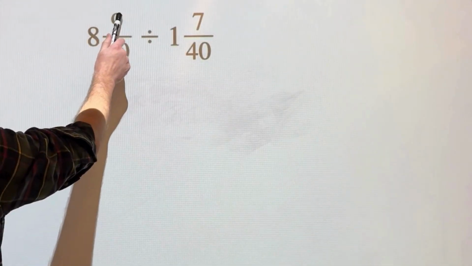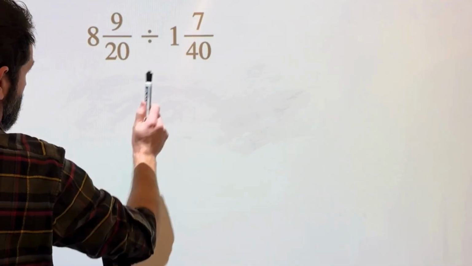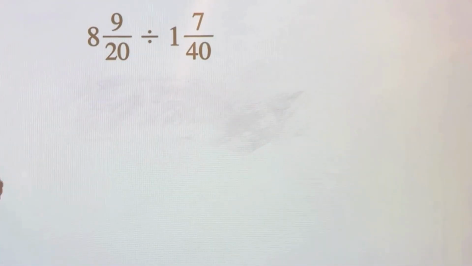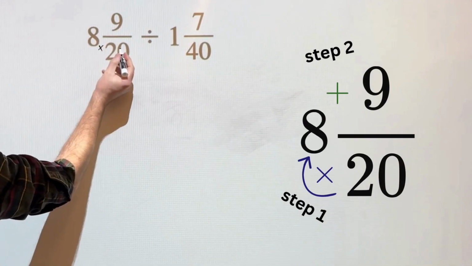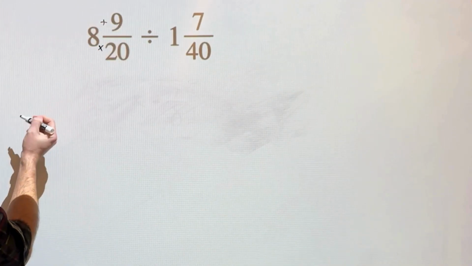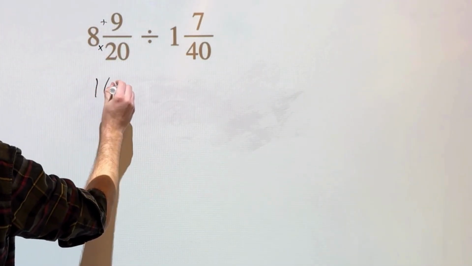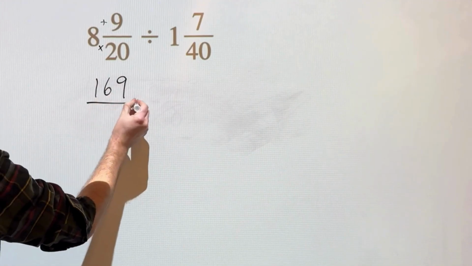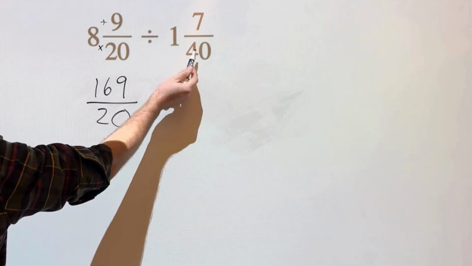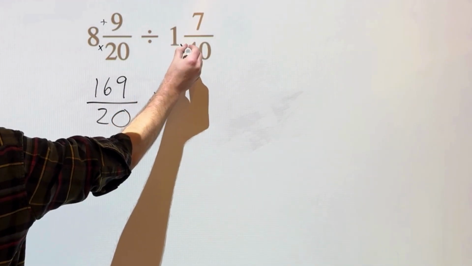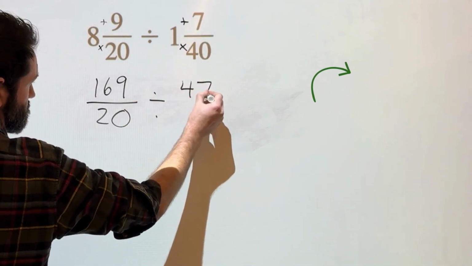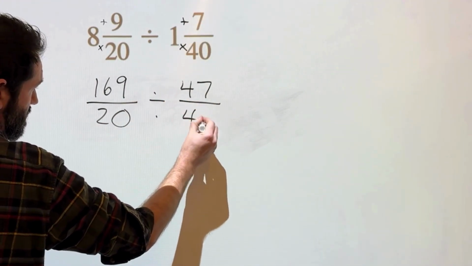Okay, we have 8 and 9/20 divided by 1 and 7/40. So the first thing you want to do is change these mixed numbers into improper fractions. So 20 times 8 is 160, plus 9, 169. And then you keep the denominator the same, over 20. We'll keep the division symbol for right now. 40 times 1 is 40, plus 7 is 47. The denominator stays 40.